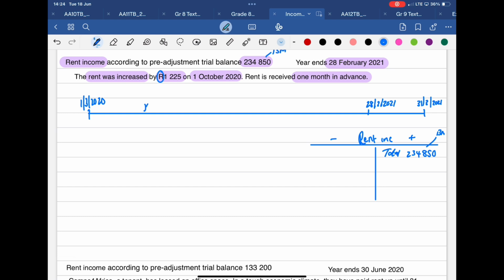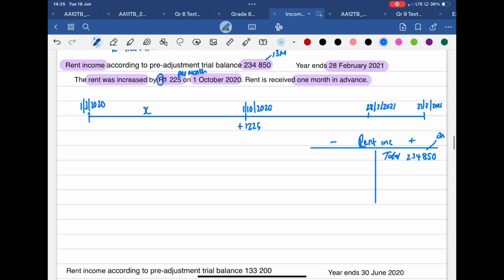So that's when we use the X method. From 1 March 2020 up until 1 October 2020, we received X every month. Then on 1 October 2020, my rent increased with 1,225 Rand. An increase like that will only be once a year. From that month going forward, we will receive 1,225 Rand extra every month. So the rand increase is 1,225 on 1 October.